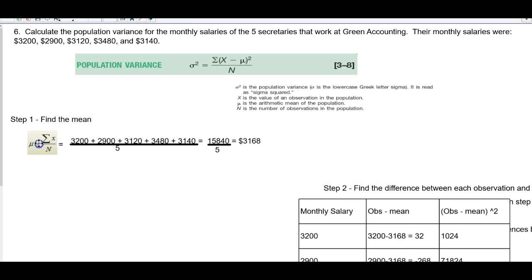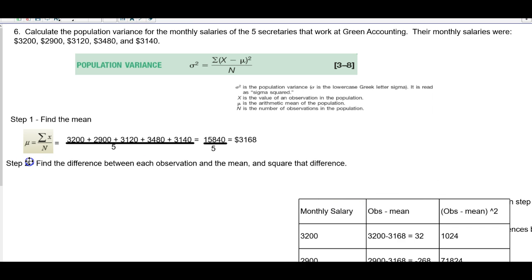So step 1 is find the mean. And we find the mean by adding up all of the monthly salaries and dividing by the number of total salaries we have, which is 5. So if we go through those calculations, I've already done these ahead of time. It's 3,168. That is the mean salary for these 5 secretaries.